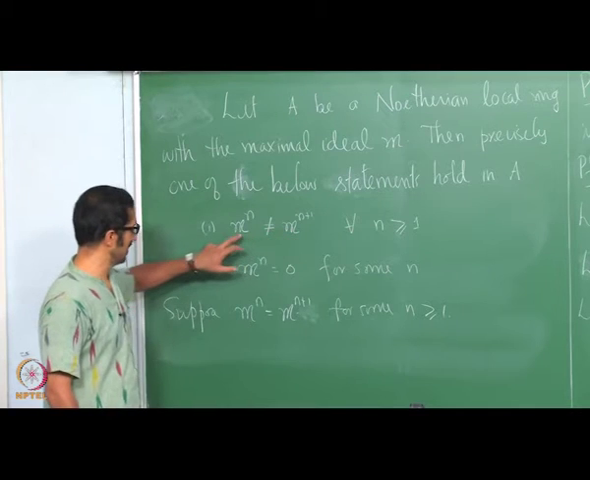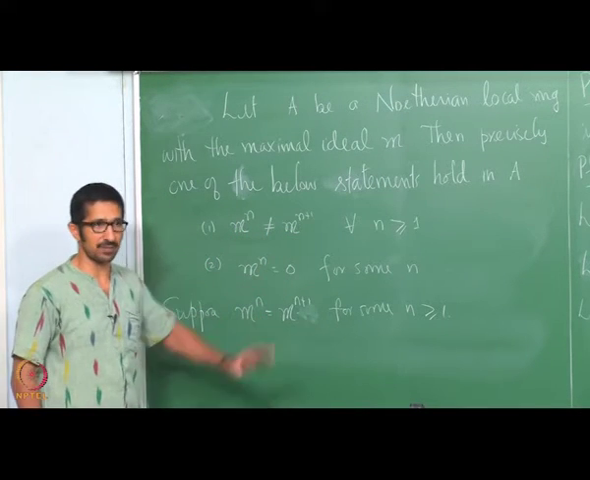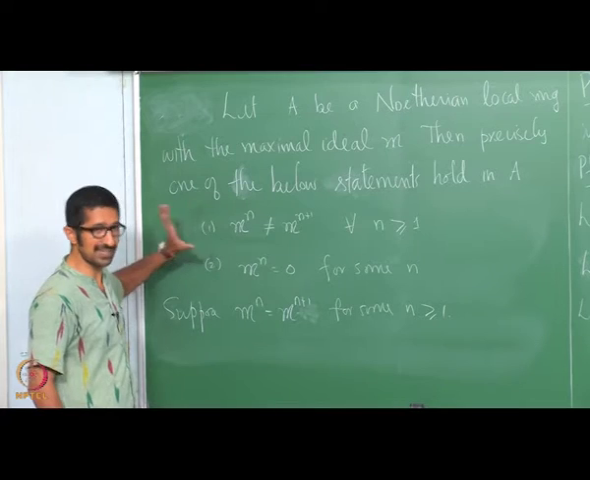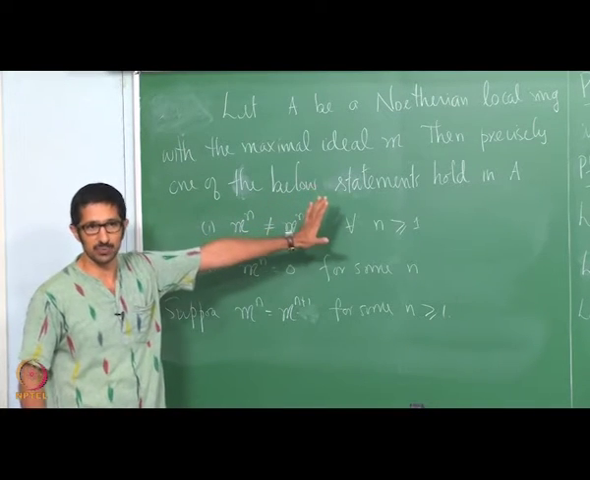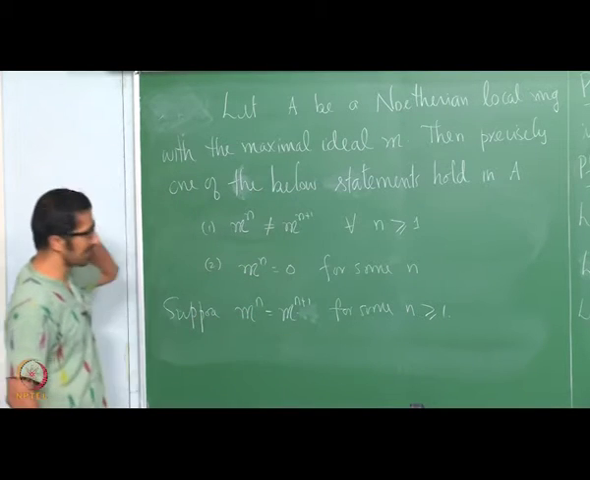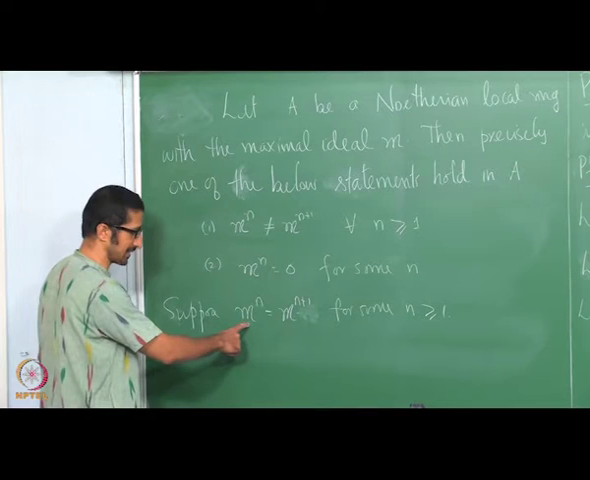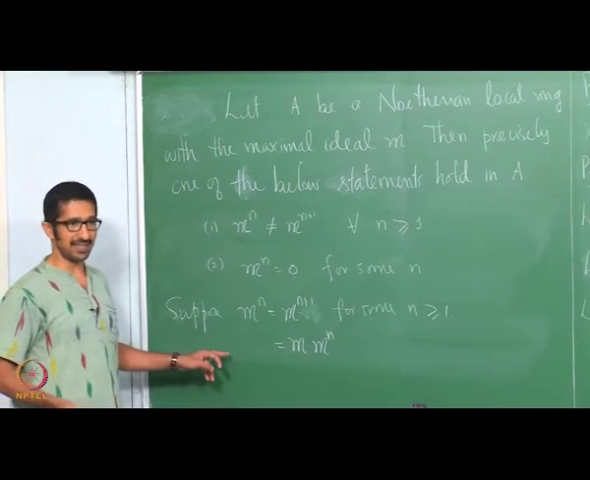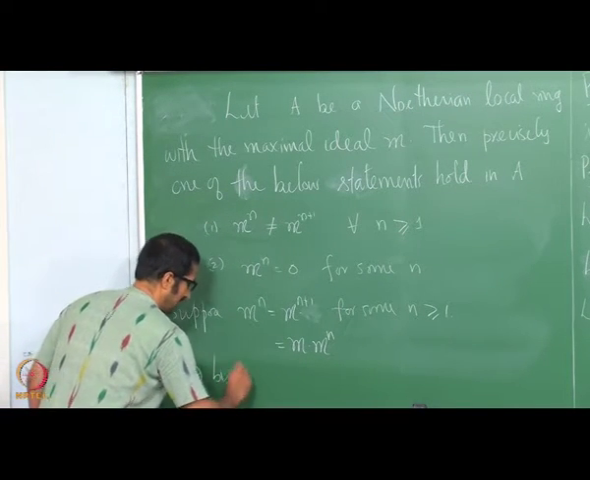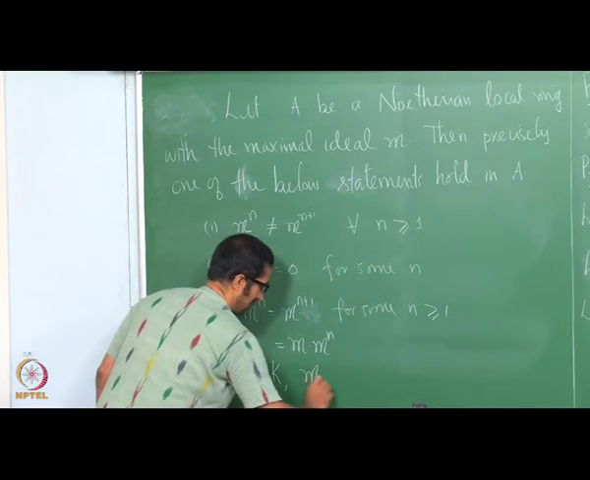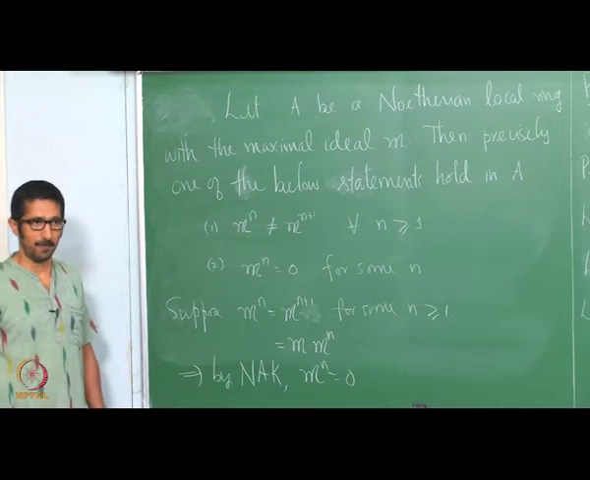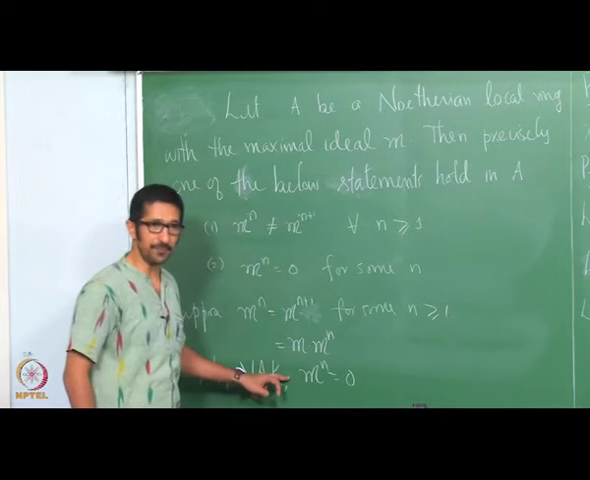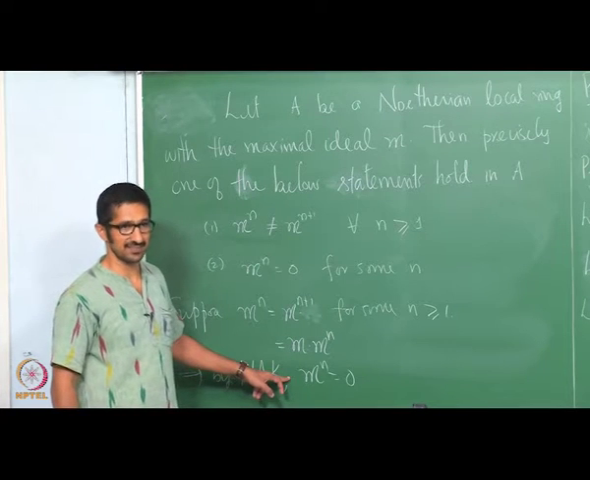If this is not true, that is, there exists some n such that m power n is equal to m power n plus 1, we are not saying that it is Artinian. We are simply saying that for this maximal ideal, m power n is equal to m power n plus 1 for some n. But then we are in a Noetherian ring case. M power n is a finitely generated module. I can write this as m times m power n, so by Nakayama lemma m power n is 0. So, once this is true, that says that your ring is Artinian.